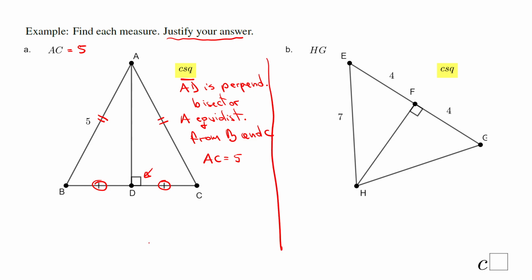Let's take a look at part B, which is very similar. If you notice, we have HF. That is a perpendicular bisector. Why? We notice these two segments have the same measure, so they are congruent. The right angle is right here, so that means point H is equidistant from E and this other point, which is G in fact. So I can use the same theorem, the perpendicular bisector theorem, and say HG should be congruent with HE because point H is equidistant from these endpoints. So HG equals HE, so HG will be nothing else than 7.